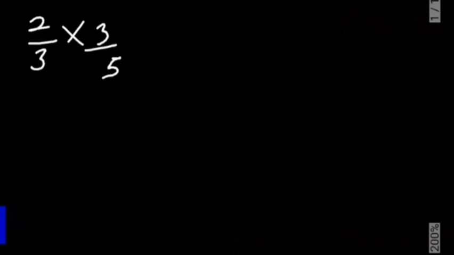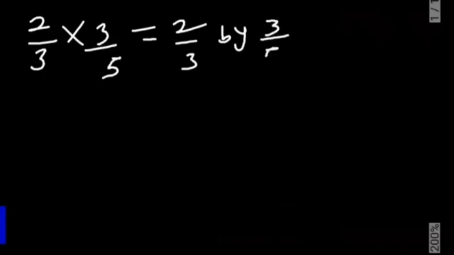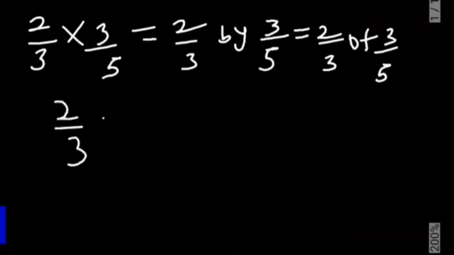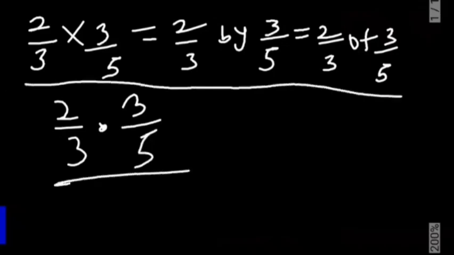2 over 3 multiplied by 3 over 5 might also be written as 2 over 3 by 3 over 5. It might also be written as 2 over 3 of 3 over 5. It might also be written as 2 over 3, then we have a dot in between it, and then 3 over 5. These are different ways to express multiplication of fractions.